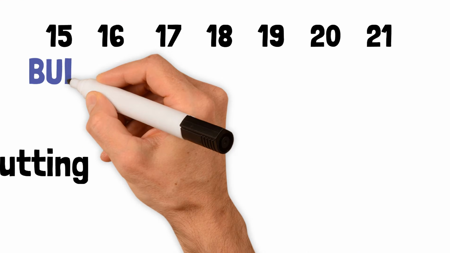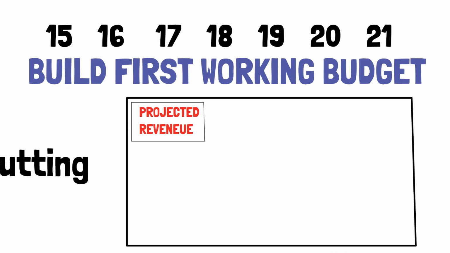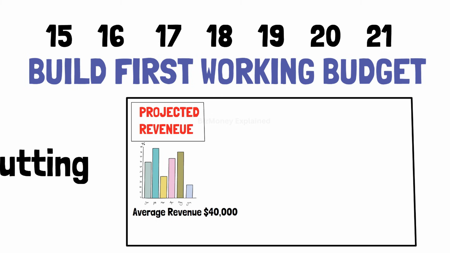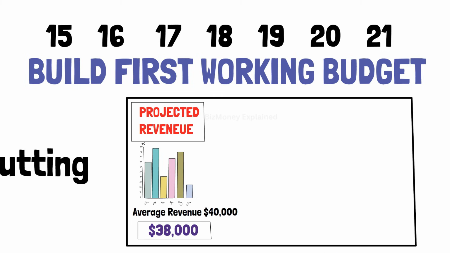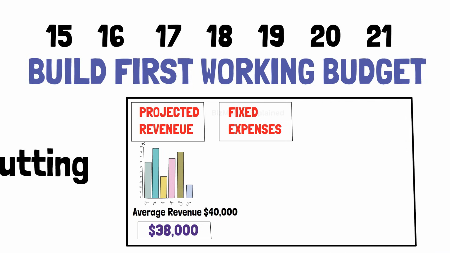During week 3, you build your first working budget. Start with projected revenue. Do not use your best month ever. Use your realistic monthly average or a slightly conservative estimate. If your average revenue is $40,000, you might budget $38,000 to stay cautious. Next, list your fixed expenses exactly as they are. These are non-negotiable in the short term.